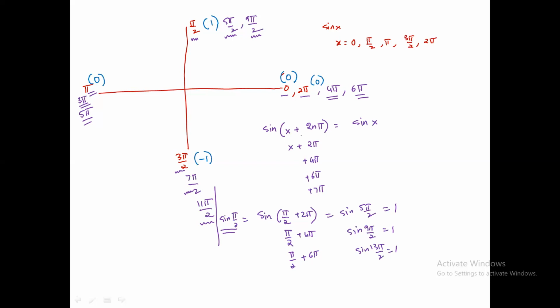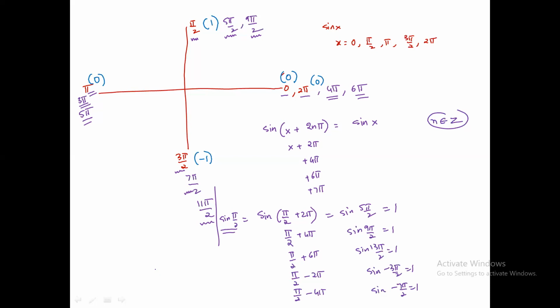Not only adding, you can subtract also. n we will take as integers. Then you can subtract. If you take pi by 2 minus 2 pi, sine minus 3 pi by 2 is also 1. From pi by 2 you subtract 4 pi. Sine minus 7 pi by 2 is also 1. That is what I mean.